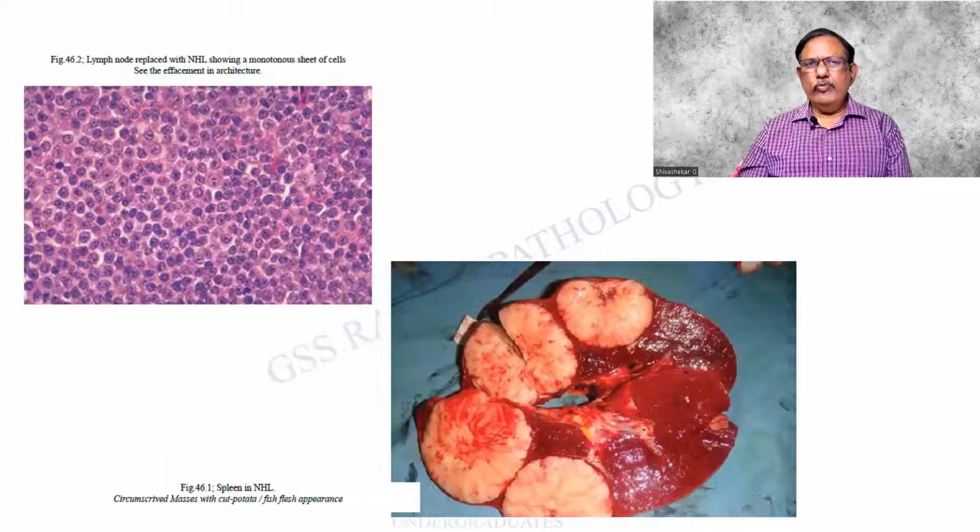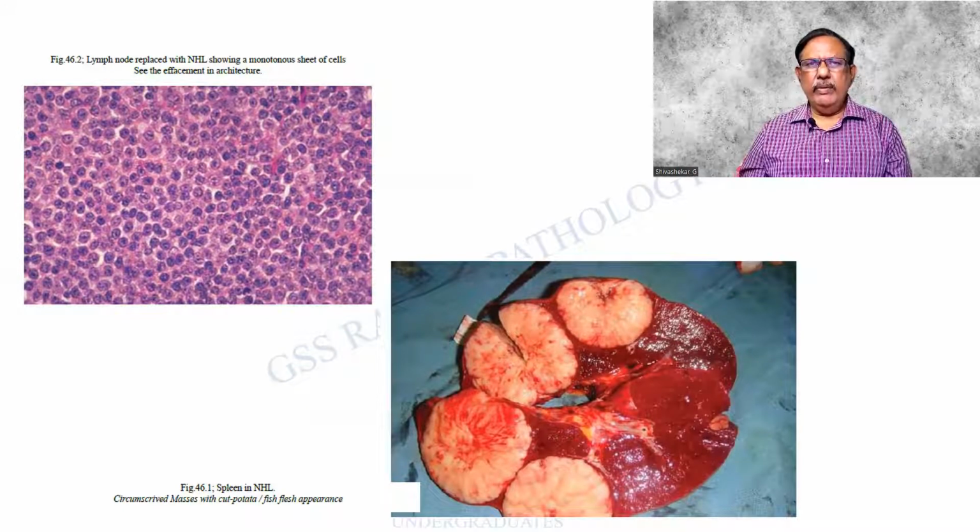This is another lymphoma which usually is not asked for undergraduates, the non-Hodgkin's lymphoma. Here again, I am finding effacement of architecture. No follicles are there. The cells may be small, they may be large, they may be a mixture. So in this case, it is diffuse. So it can be small cell diffuse, mixed small and large diffuse, or large cell diffuse. If you mention this much, it is more than enough.